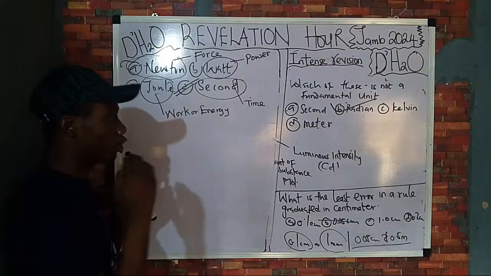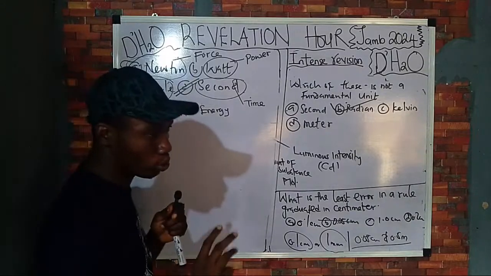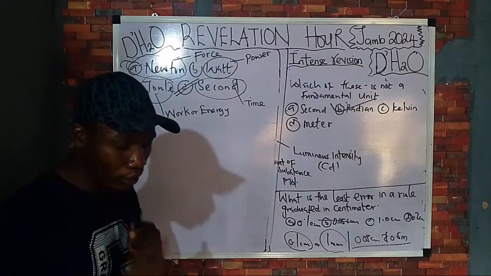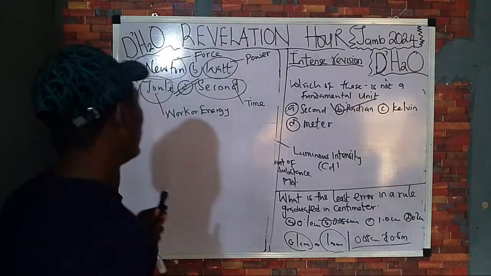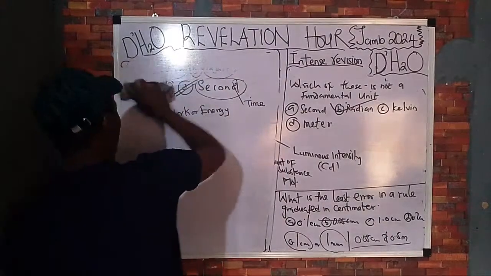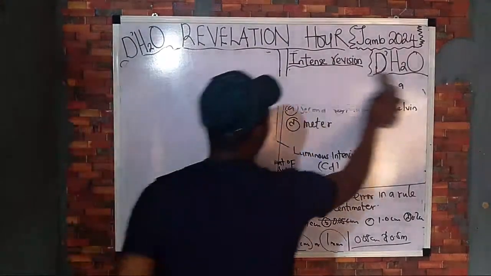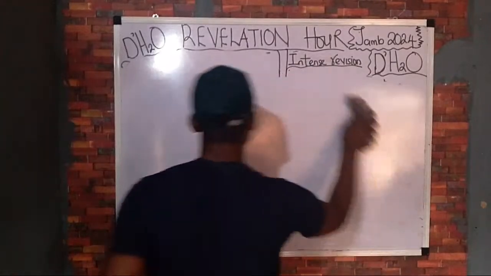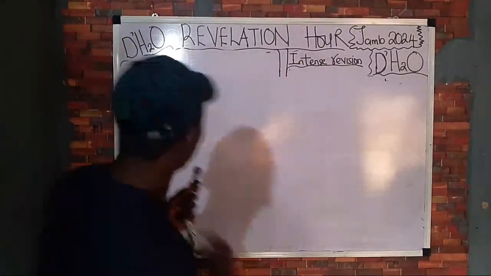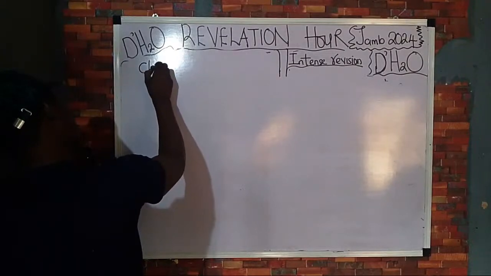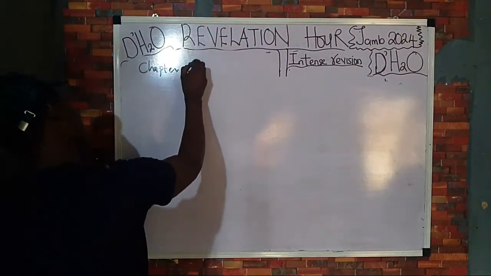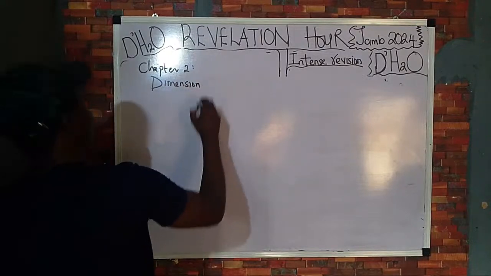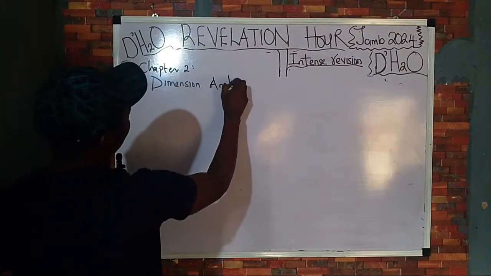Please make sure you take your pen and your notes. Jot every important thing that we are doing in this lesson. Okay, we are going to the next chapter of physics, which is your dimension analysis. Let's take chapter number 2. Chapter 2. Okay. Dimension analysis.